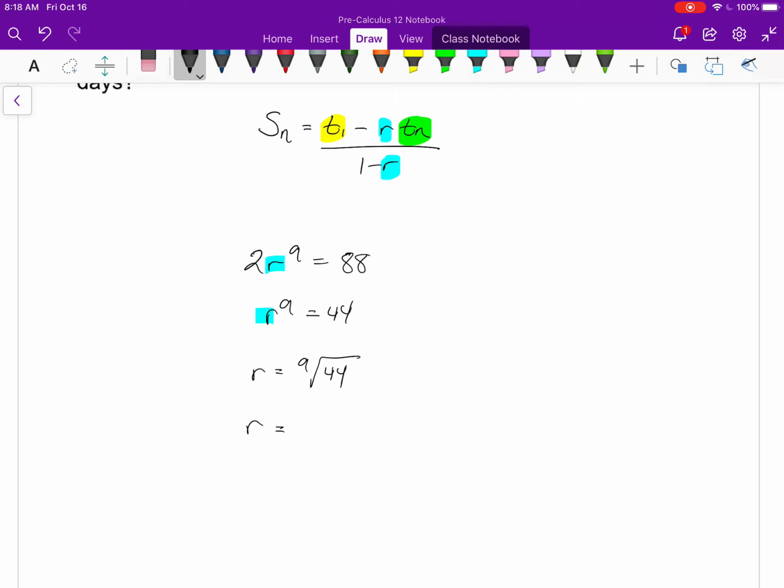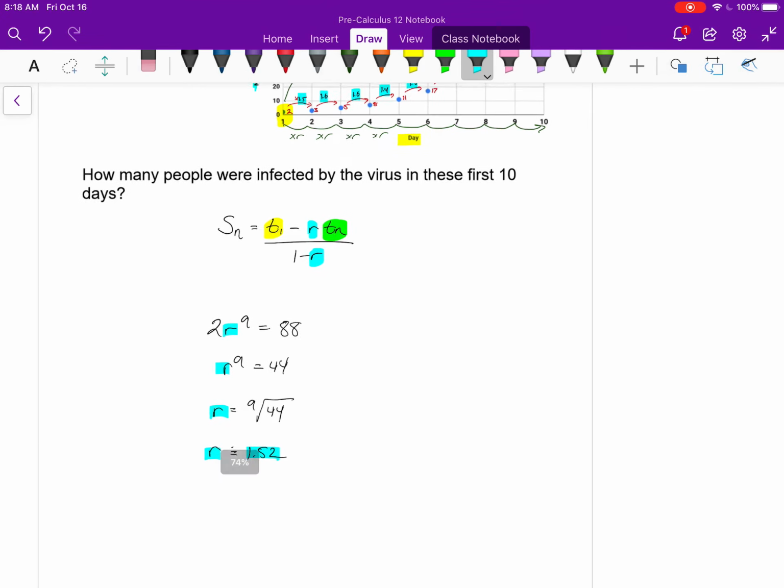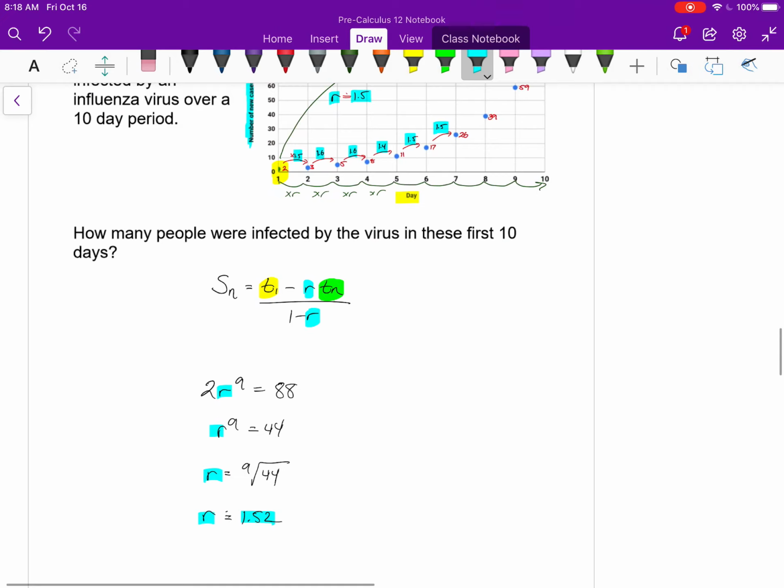And the 9th root of 44 is about 1.5. I get about 1.52 on my calculator, so I'll just stick with 1.5. And really, this just confirms that what I was looking at before seems pretty good. Either way, I mentioned 2 ways of looking at it. The main important thing is not to jump to a conclusion, especially if I give you real data, where you can't expect the R value to be exactly the same.